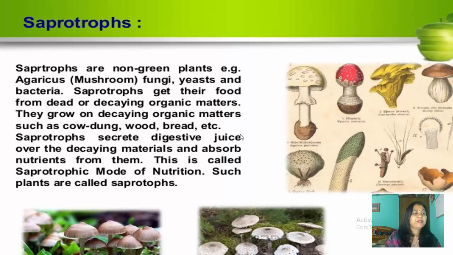Some more examples of saprophytes are Indian pipe, coral root and bird's nest orchid. They absorb nutrients from the mycelium of these fungi.